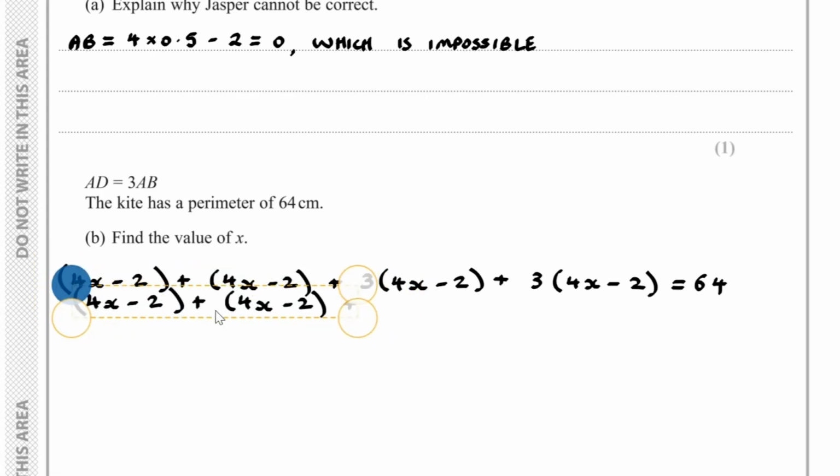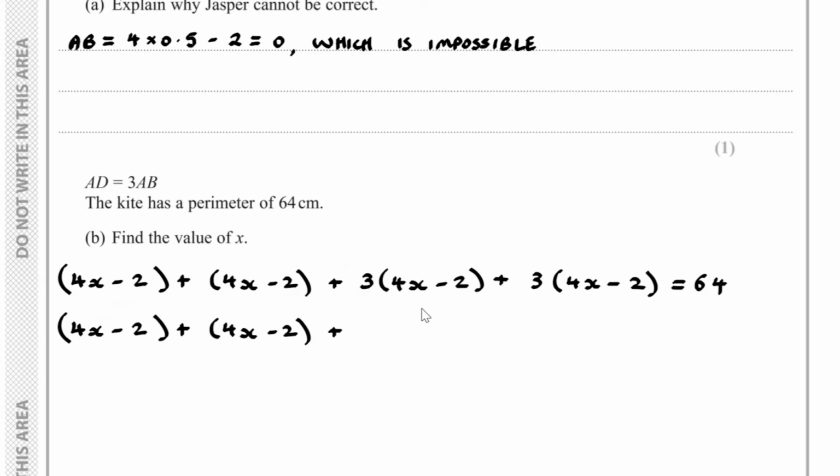So I've got 4x minus 2 plus another 4x minus 2, and then I'm going to add on to this 12x minus 6 and another 12x minus 6, and I get 64. 4x plus 4x is 8x, plus another 12x is 20x, plus another 12x, that's 32x. Minus 2 is minus 4, subtract another 6 is minus 10, and another 6 from that, that's minus 16. And it turns out here I get 64.